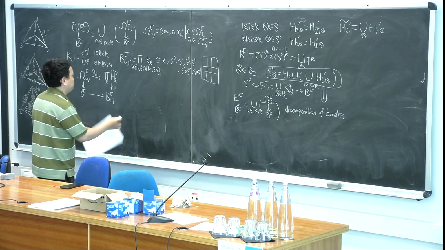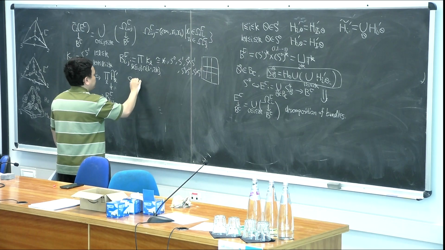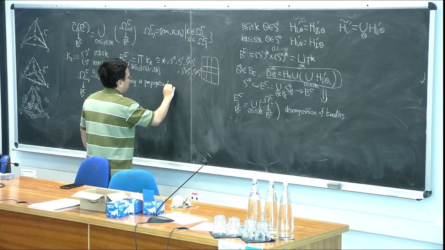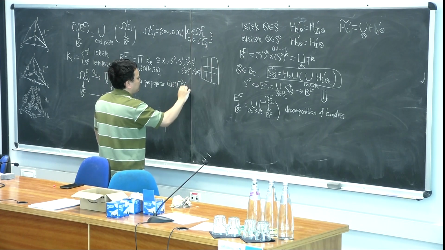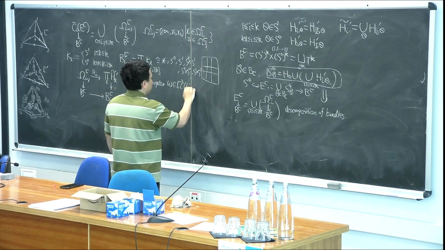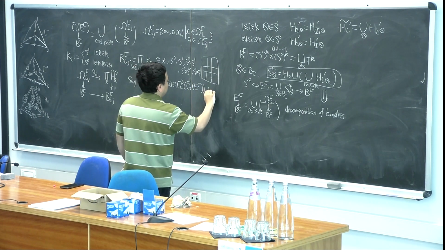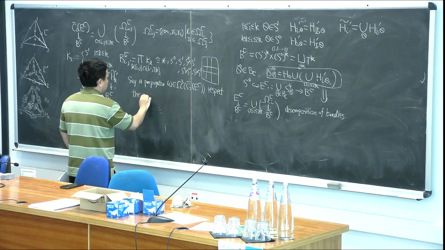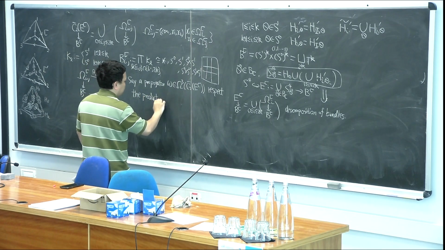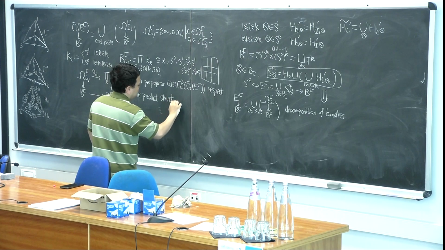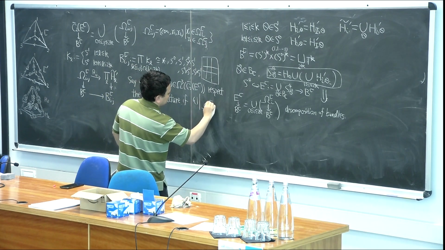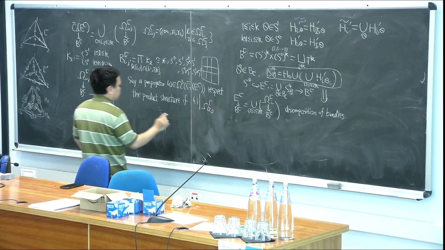Good. Now we are ready to give a definition. We say a propagator omega, remember that omega is the 3-form on the 2-point configuration space bundle, respects the product structure if the restriction of omega on each piece is pulled back.